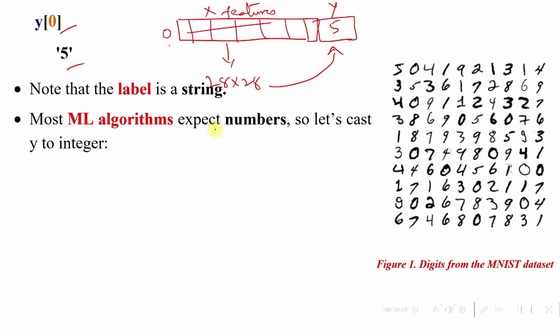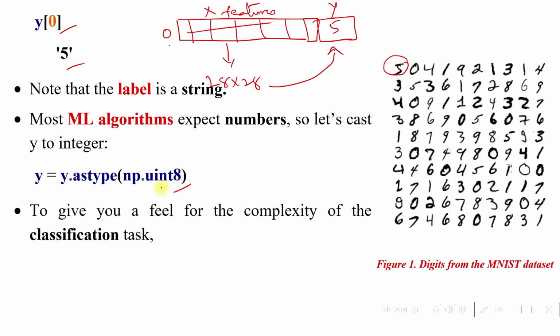Most algorithms expect numbers, so let's cast y to integers. Normally it is stored in the form of a string, but it's not a string. It is a numerical value, so we're going to convert that into an integer. y.astype(np.uint8) converts the strings into integer values.